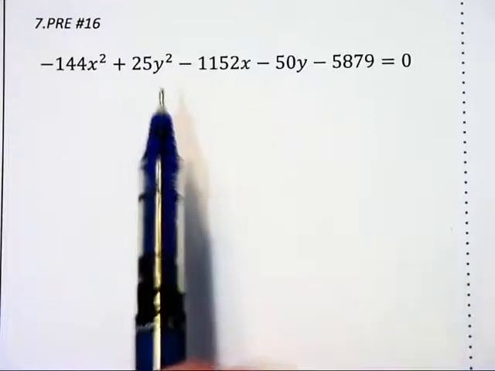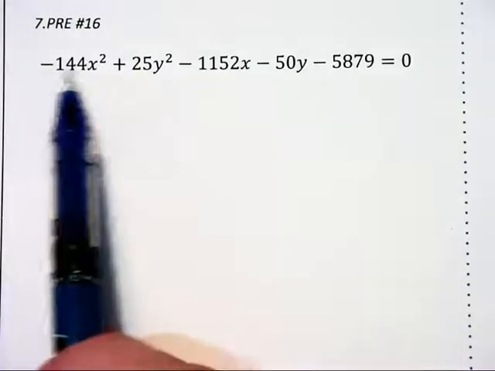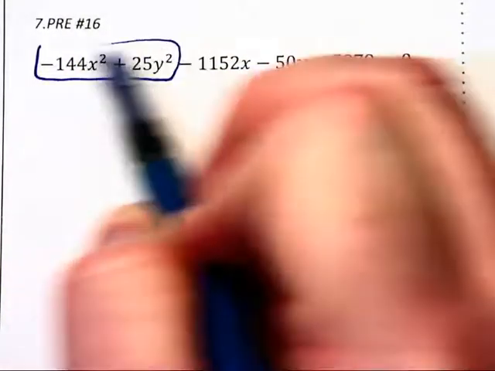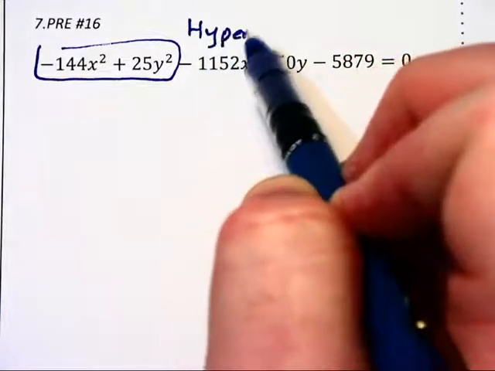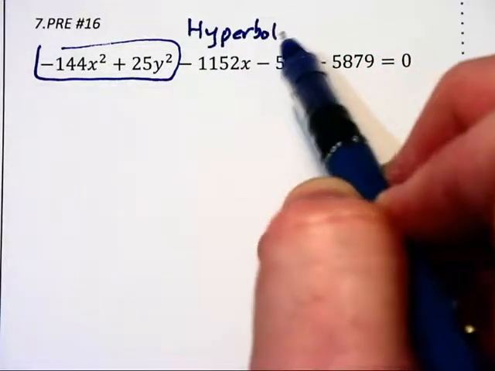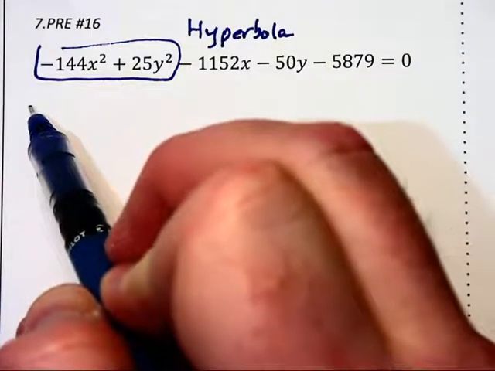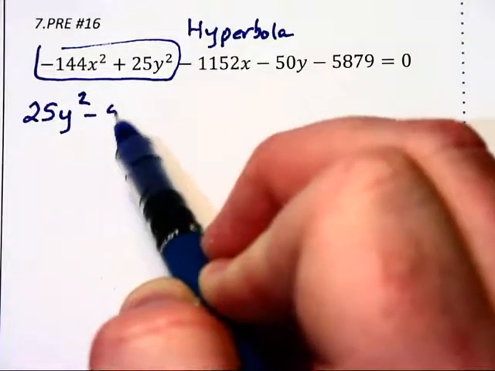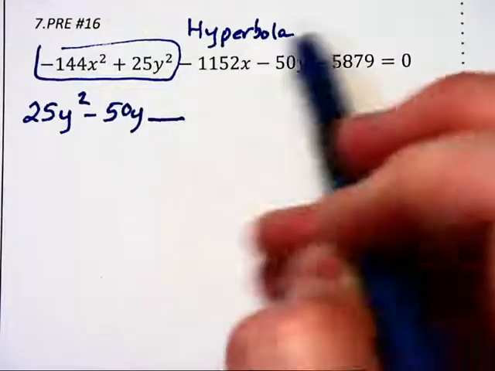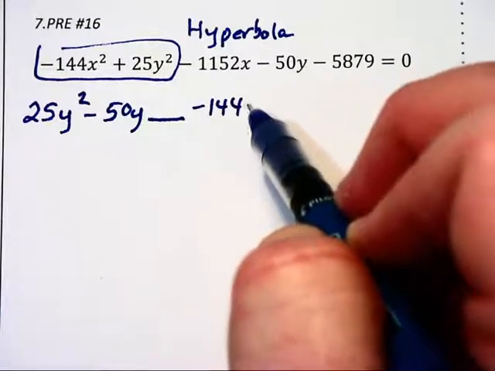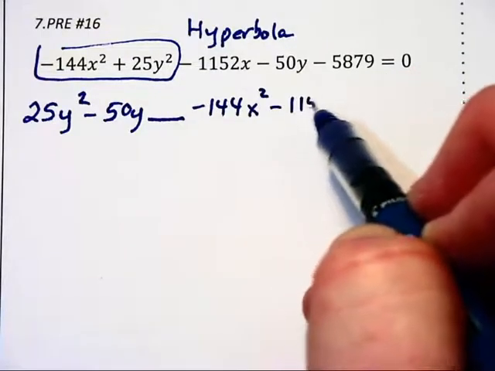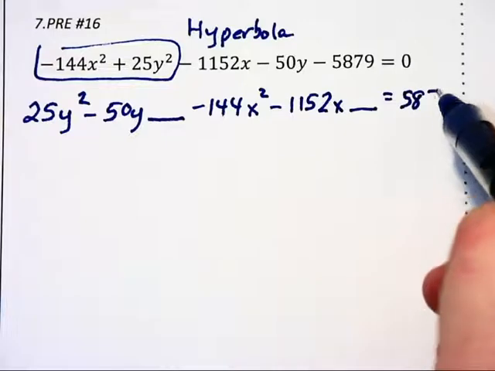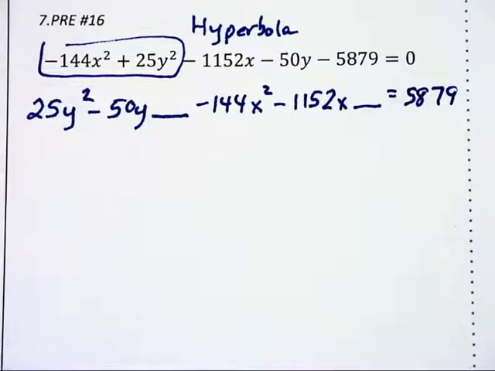Finally, we have another problem here with x squared and y squared. There's a minus in front of the x squared, so that tells us we're dealing with a hyperbola. Now, I don't like to lead off with a negative term, so I'm going to write the y squared terms first, beginning with 25y squared minus the 50y, leave a blank for completing the square, minus 144x squared minus 1152x, leave a blank, equals 5879. Some rather large numbers here.